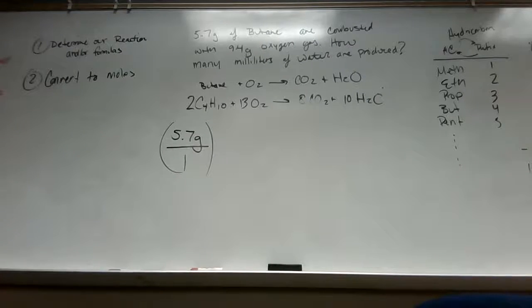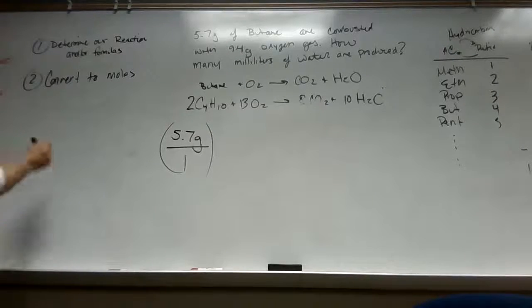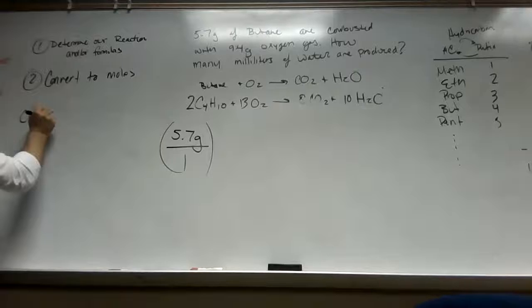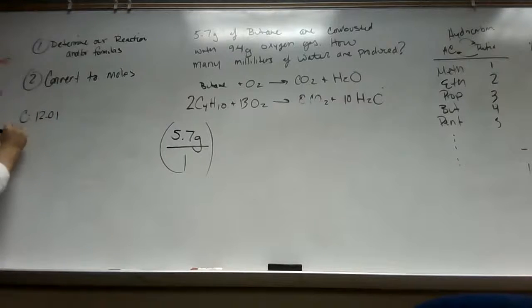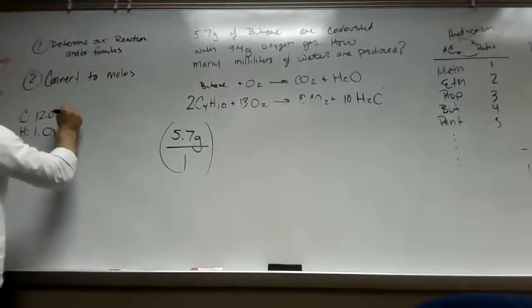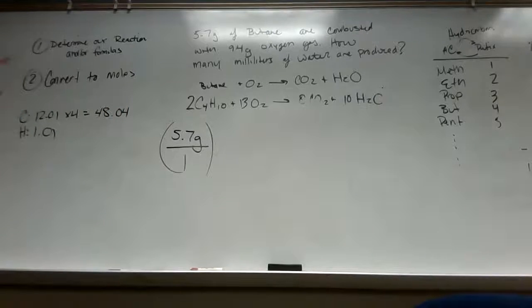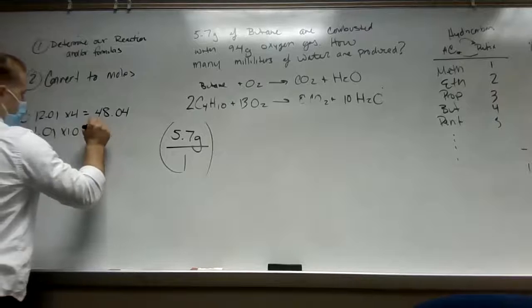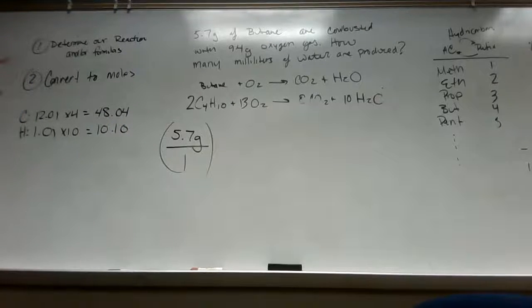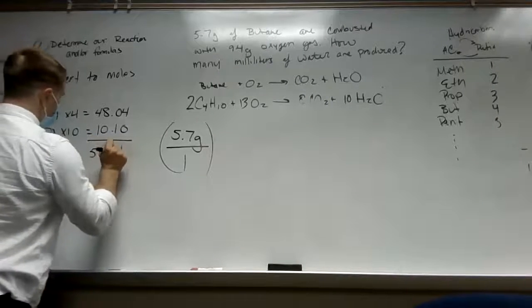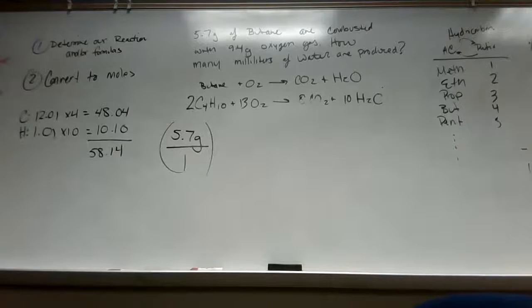Remember, your molar mass is equal to the atomic mass. We go over to the periodic table, and we find that the molar mass of carbon is 12.01, and the molar mass of hydrogen is 1.01. We have 4 carbons, so we multiply this times 4. We get 48.04. And we have 10 hydrogens. Multiply this times 10, we get 10.1. Together, we get 58.14. So 58.14 grams per mole of butane.